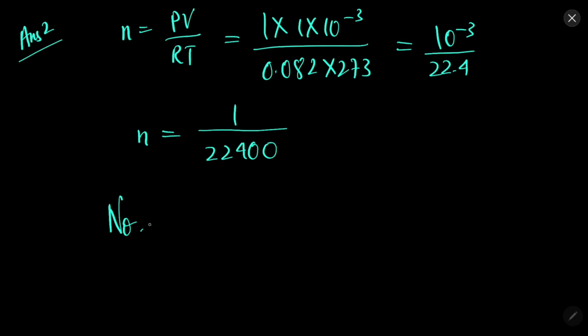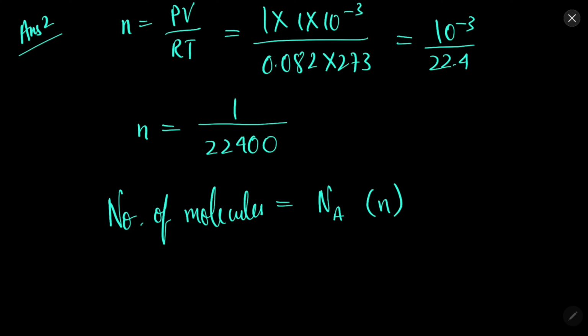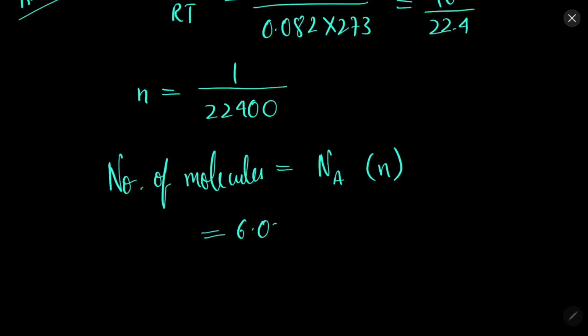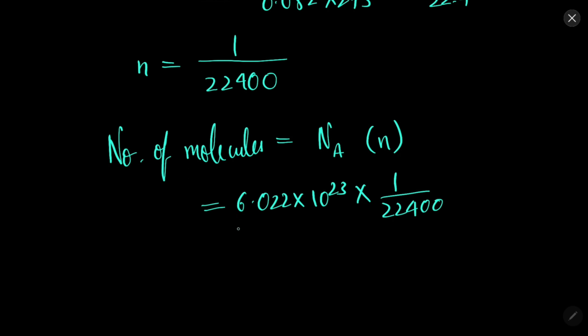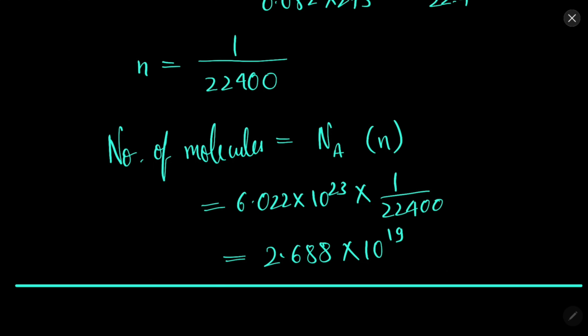So the number of molecules will be Avogadro number into number of moles. So that is 6.022 into 10 to the power 23 into 1 over 22400. So the number of molecules will come out to be approximately 2.688 into 10 to the power 19. This many particles.